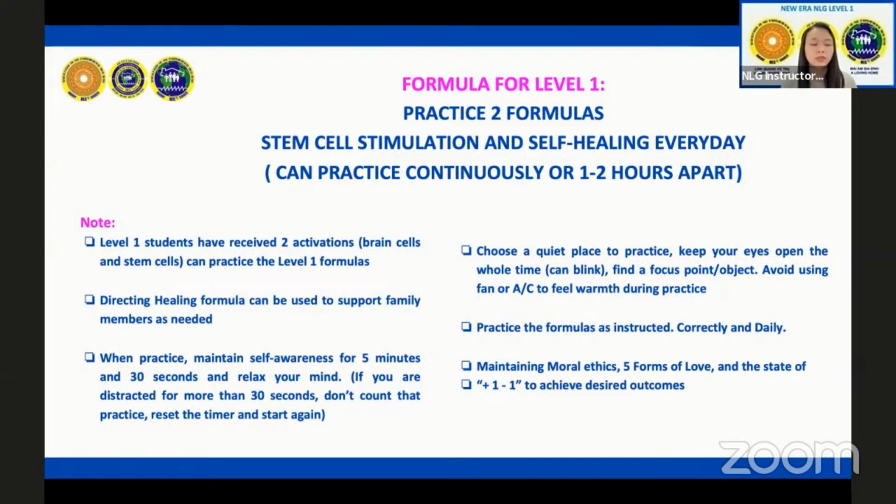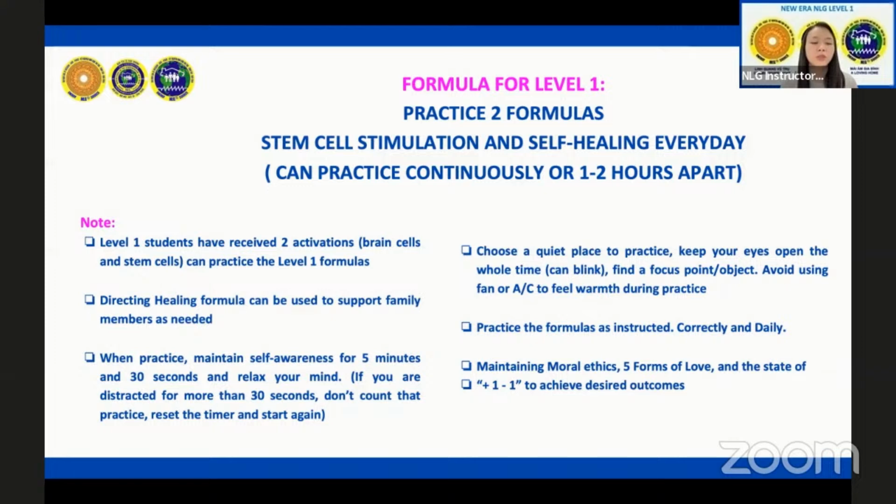Level 1 participants have received 2 activations, the brain cell and the stem cell activation, and only when they receive both activations are they able to practice level 1 formulas. Whereas if you miss out on one of the activations, please wait for the next level 1, okay, so that you can receive both of the activations before you come into practice.